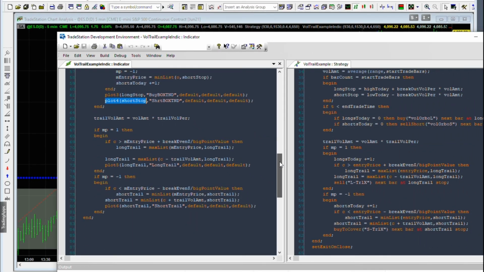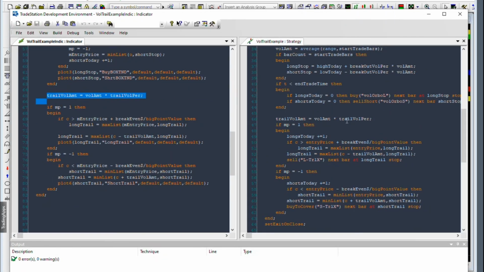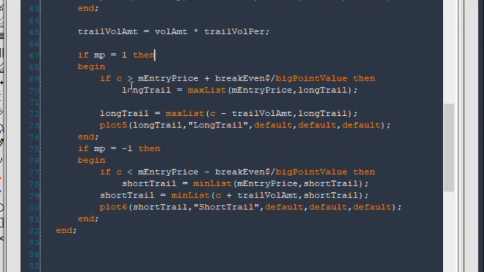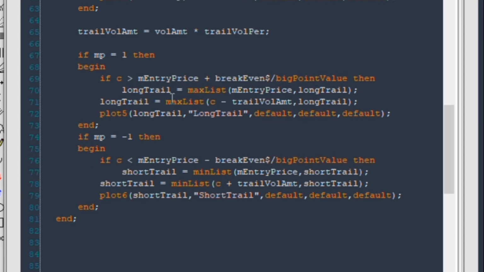So after that, I need to calculate my trail vol amount the same way I did in the strategy. And as you can tell, looking at this code, it's very similar to the strategy. So if I am long and the close is greater than my break-even point, I pull the long trail up to the entry price or the current long trail, whichever is greater. If that doesn't occur, I need to have a long trail in place. So I take the close minus trail vol amount and the long trail, and then I plot that as a, I think it's blue or red, I can't remember.